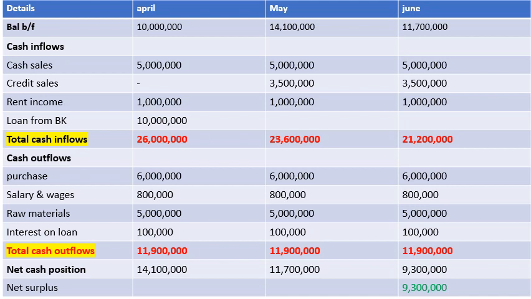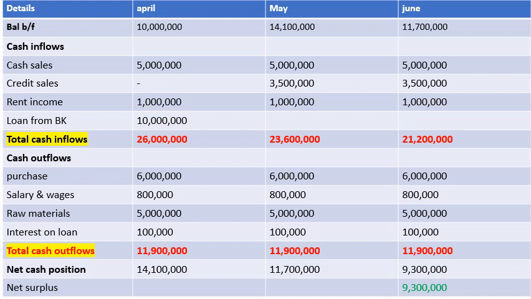Again, how do we get our cash balance brought forward? This that we got as our net cash position, the one that we bring up there. 11,700,000, you do the same, add them up, which comes to 21,200,000.